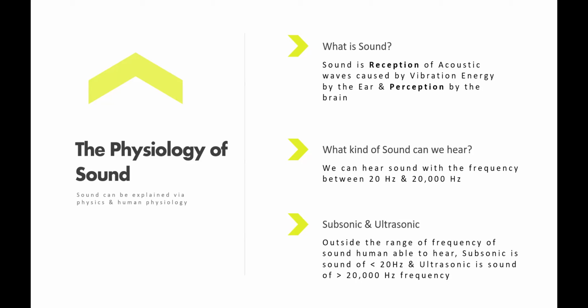So there is this term of subsonic and ultrasonic. Subsonic and ultrasonic is the sound frequency outside the range of frequency of sound humans are able to hear. Subsonic is sound of less than 20 Hertz, and ultrasonic is sound of more than 20,000 Hertz frequency.